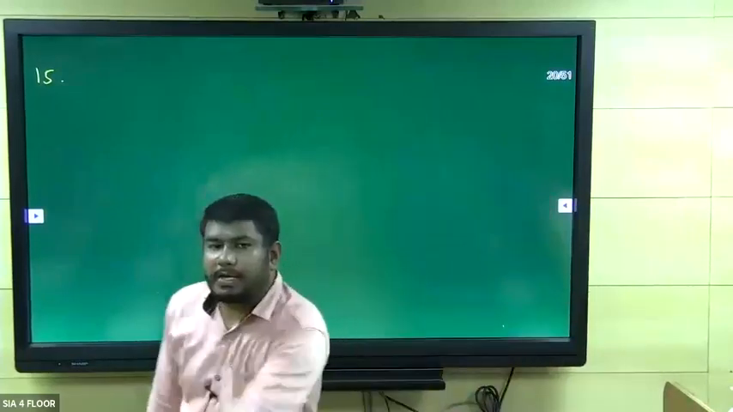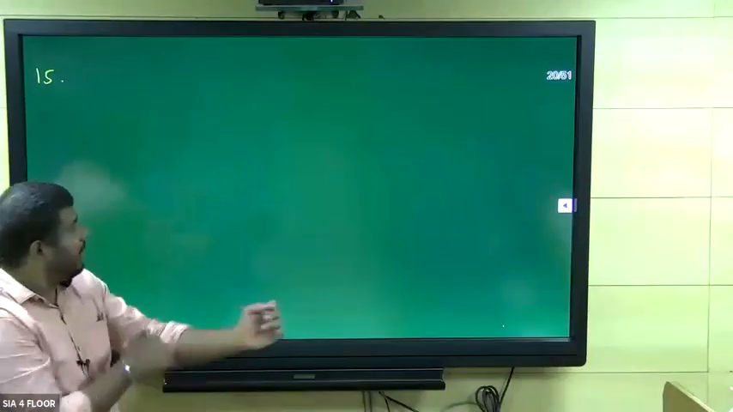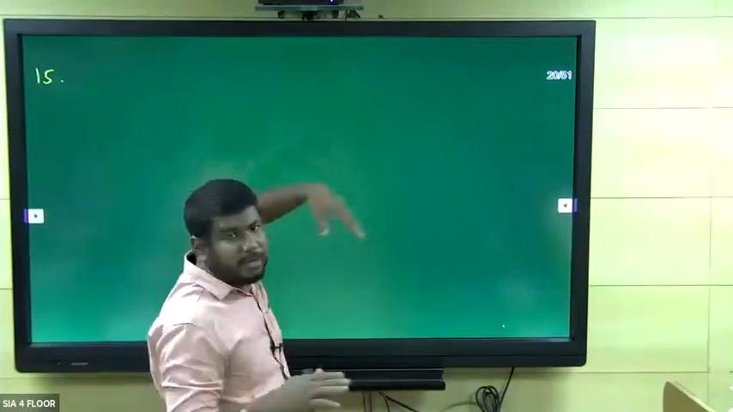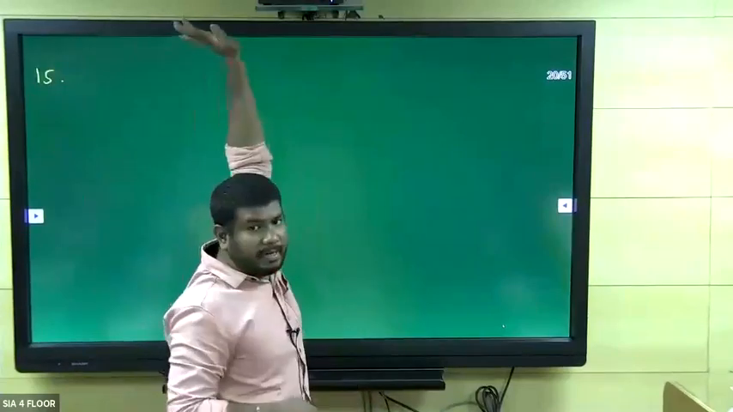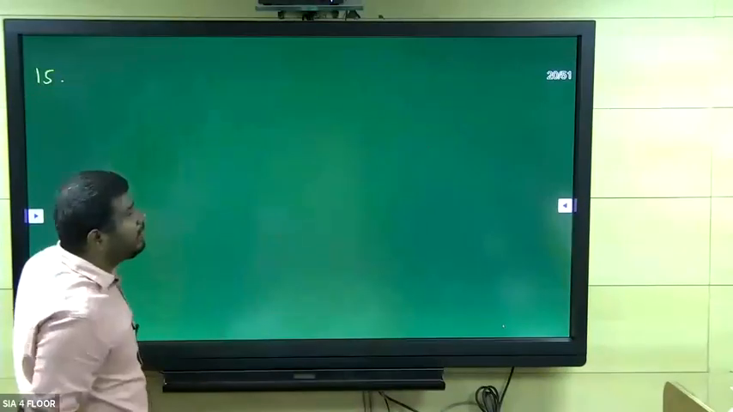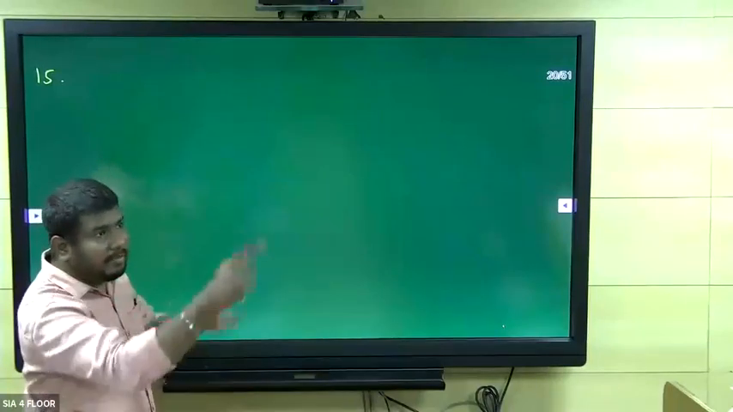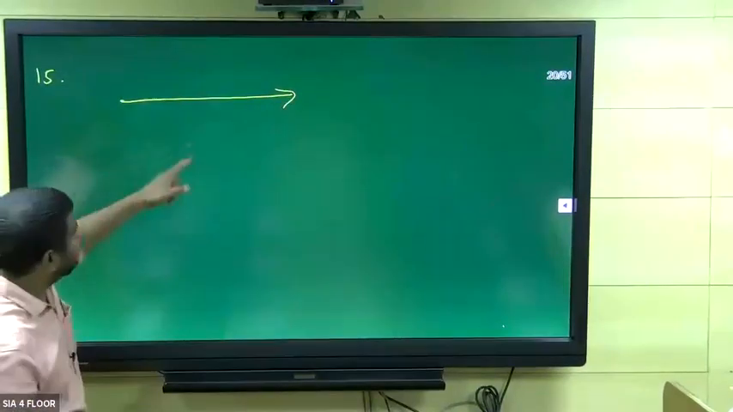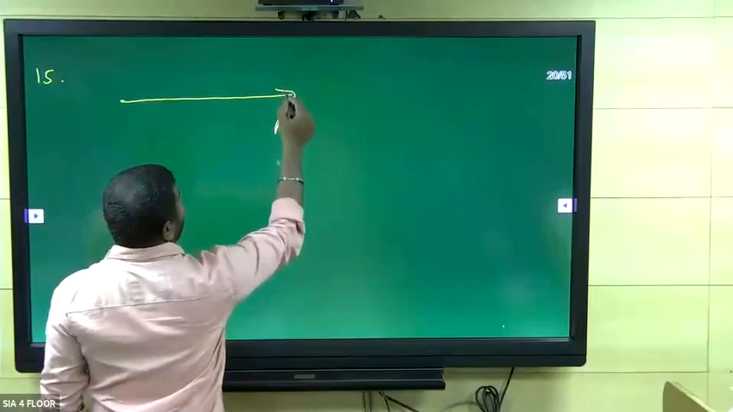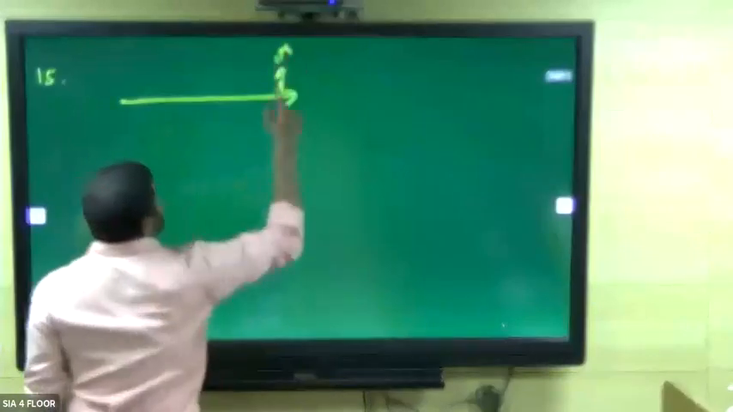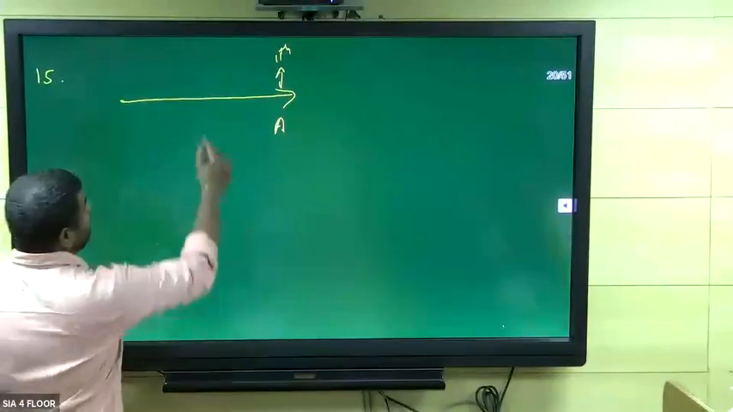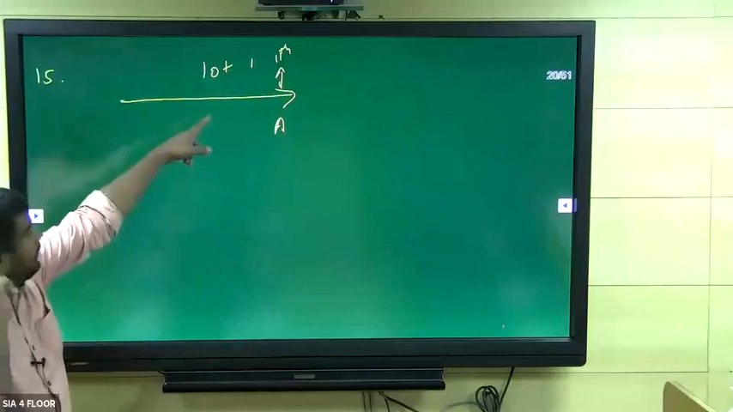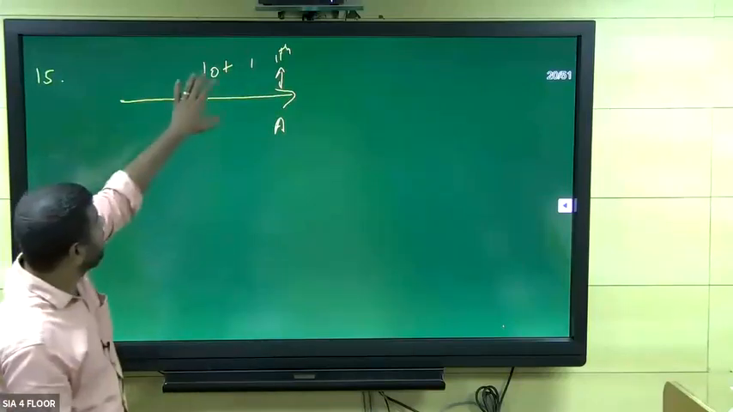In a row, A is 11th from the left. Listen, guys. Left and right are not given, direction is not given, so I'm going to take this direction as left, my direction, and this as my right. You can assume your own direction. Now A is 11th from the left. This is A, which position? 11th position, 10 plus 1, right? 11th position.